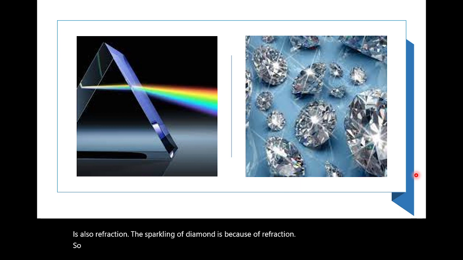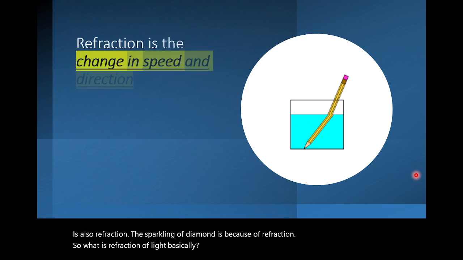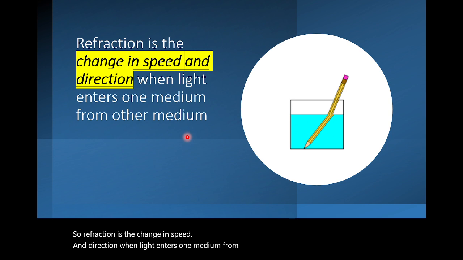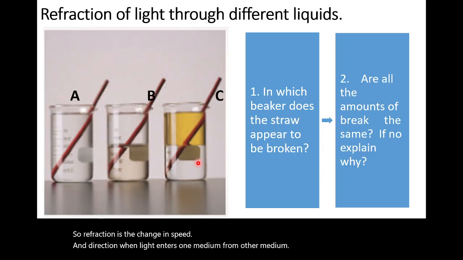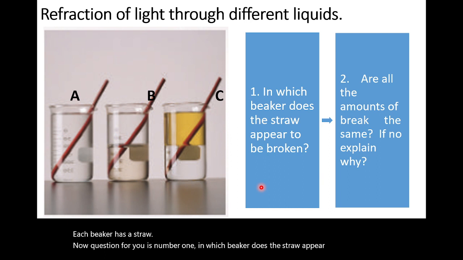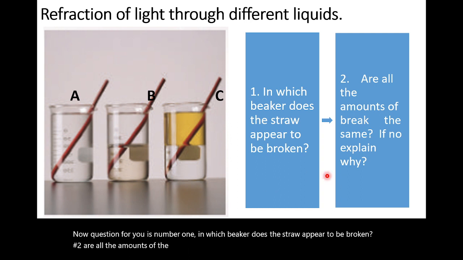So what is refraction of light basically? Refraction is the change in speed and direction when light enters one medium from another medium. There are three beakers here. Each beaker has a straw. Now questions for you. Number one, in which beaker does the straw appear to be broken? Number two, are all the amounts of the break the same?